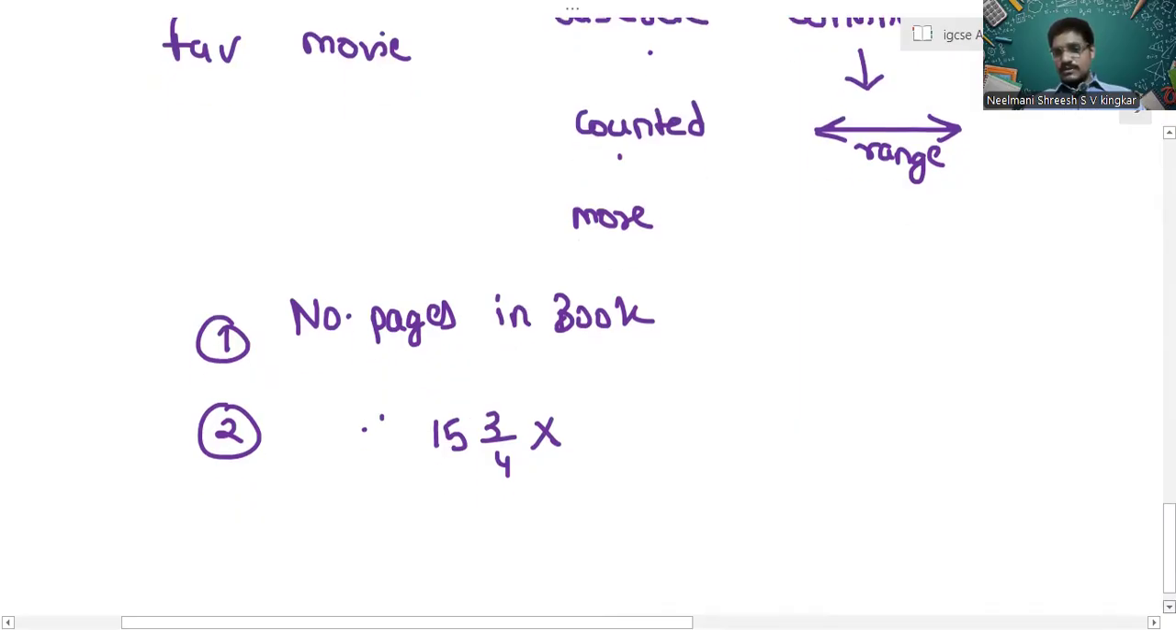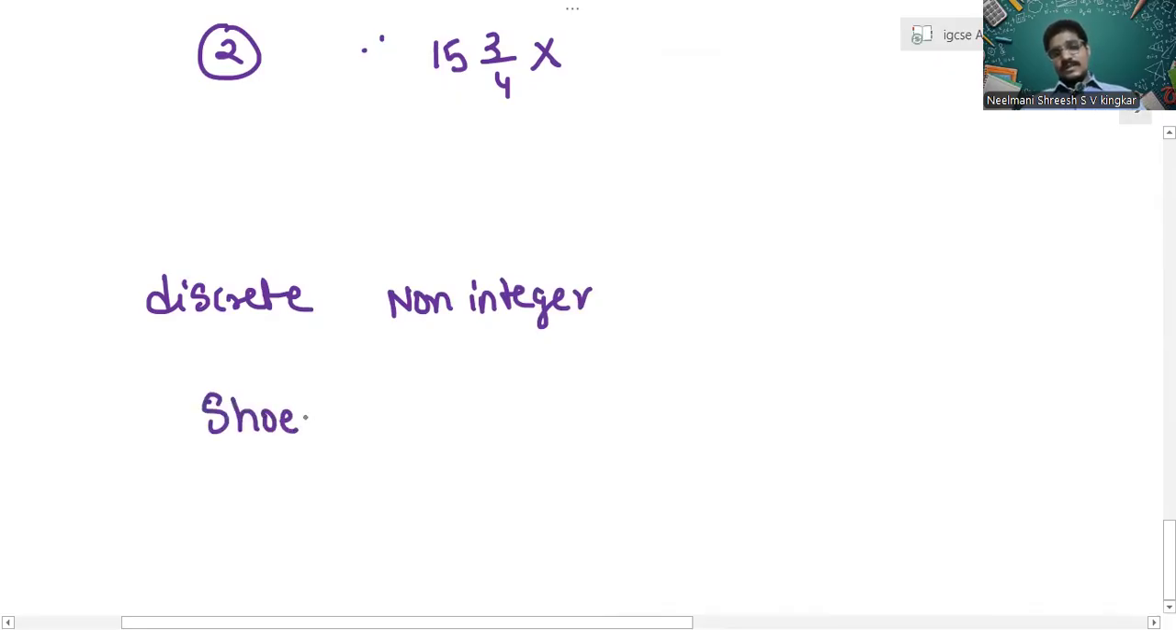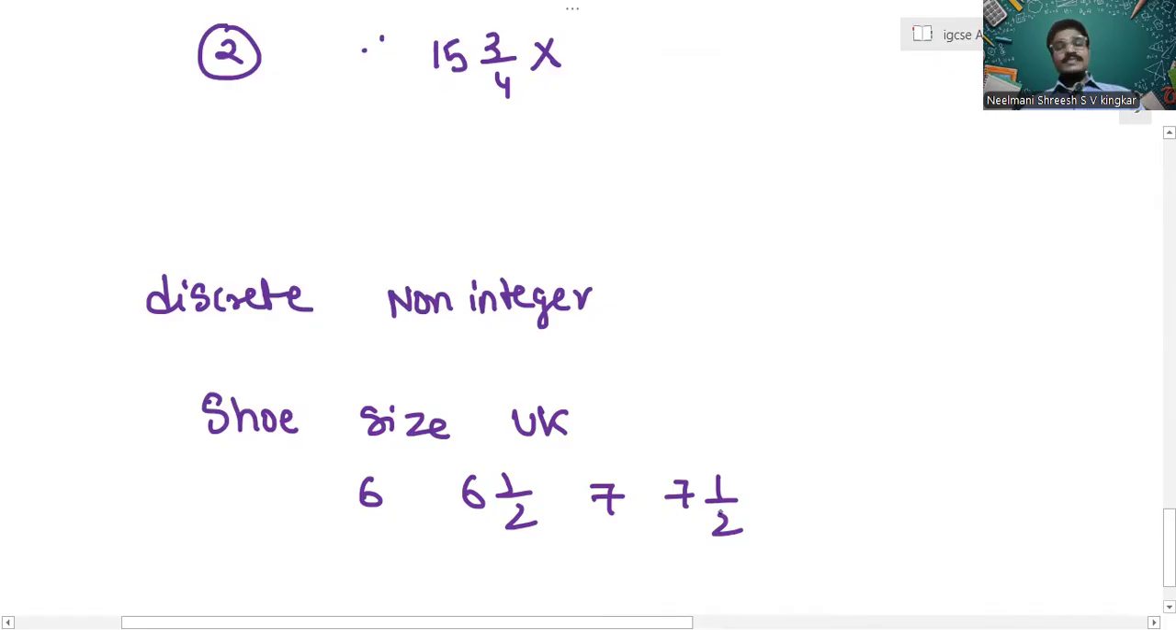So generally it has whole numbers, but again, it doesn't mean that discrete cannot have non-whole values. In fact, it can have non-integer values. A famous example is shoe sizes, right? The shoe size in UK has sizes like 6, 6.5, right? 7, 7.5. But again, why is it discrete data? Because you cannot go between 7 and 7.5.